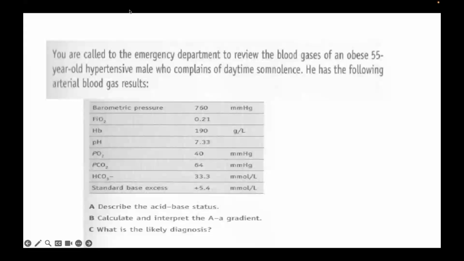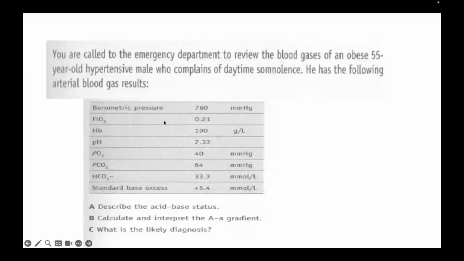Anybody else can think it through as well. See, I'm covering most of the ABGs which can be asked in the exam by one example. This can come in the exam. From the respiratory component, this is one of the most common examples you'll get in the exam. Anybody? Yes, please go ahead, Pradeep.